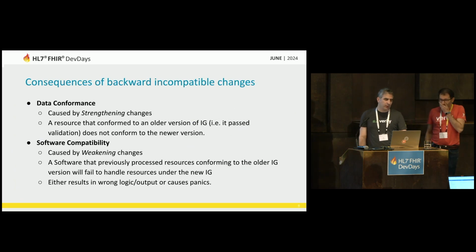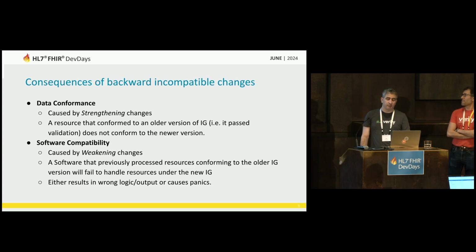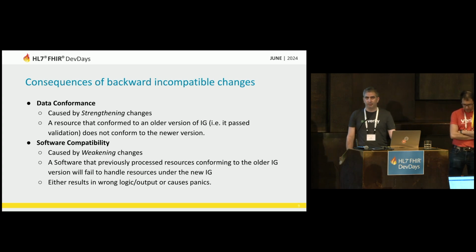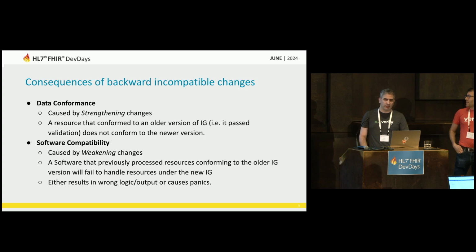All right, we have two main problems with backward incompatible changes. The first one is about data conformance, and the second one is about software compatibility. Data conformance happens because we often strengthen the IG, we add more constraints, and then some data might become inconsistent with the new version. This is not uncommon. The IG is supposed to be more specific, so we add more constraints to it. So it happens, and we need to detect that and somehow fix that.